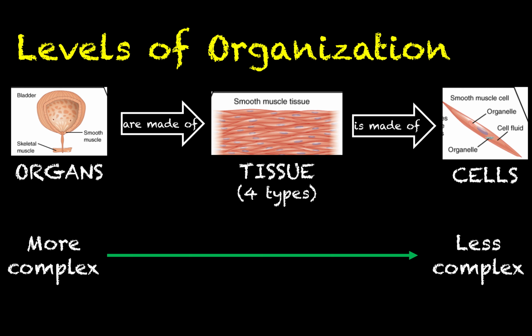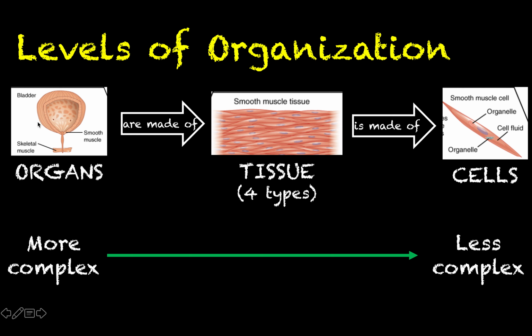So moving beyond the organ systems, if we get back to our levels of organization, the organs, of course, being the more complex on this side of the bracket here, the organs are made of different types of tissue, of which there are 4 different varieties, and we will have videos dedicated to each of the 4 types. And then the tissues are made of individual cells.